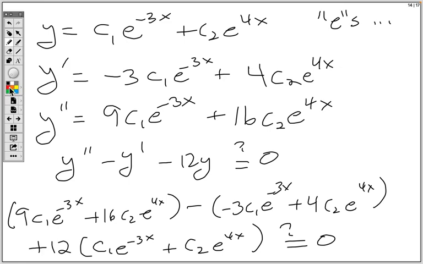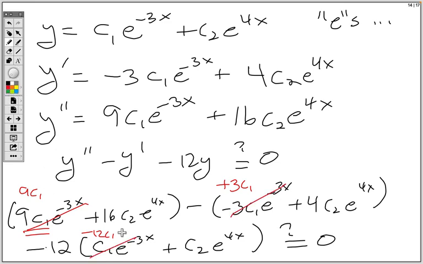So let's take a look at the e to the minus 3x terms here. We've got 9c1 of them from there minus a -3. That's going to give us plus 3c1 of them there. Oops, this is a minus 12. Hold on. Helps if you plug it into the right equation. So we're going to have 9c1 plus 3c1, and this will give us minus 12c1. So 9 plus 3 is 12c1 minus 12c1. So that'll zero out. So these will be gone.